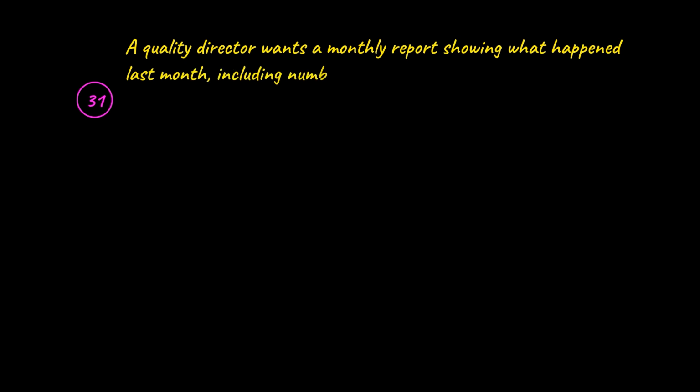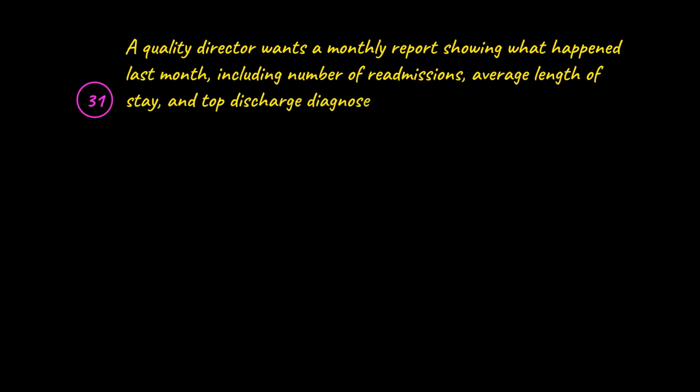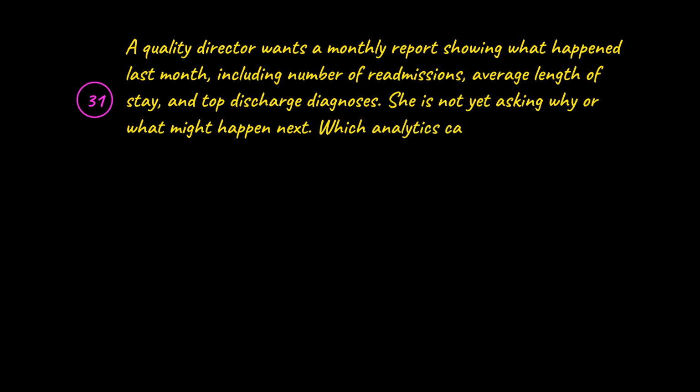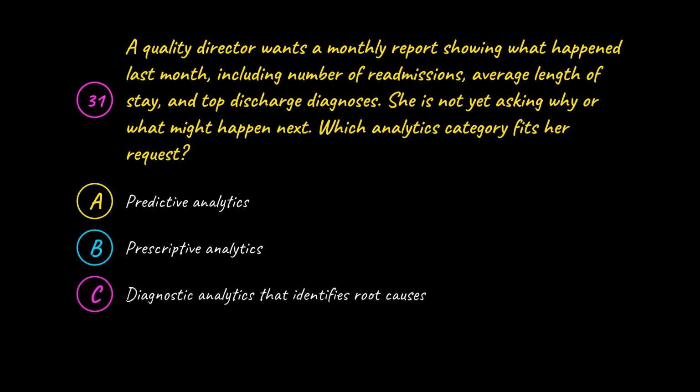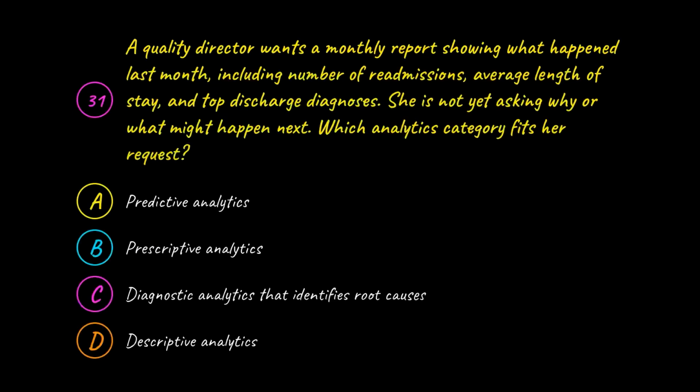Question 31. A quality director wants a monthly report showing what happened last month, including number of readmissions, average length of stay, and top discharge diagnoses. She is not yet asking why or what might happen next. Which analytics category fits her request? Your options are A. Predictive analytics, B. Prescriptive analytics, C. Diagnostic analytics that identifies root causes, D. Descriptive analytics. Don't overthink it. Which one feels right?